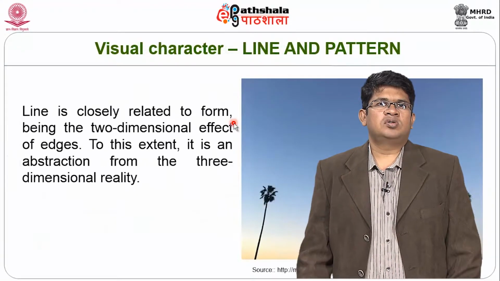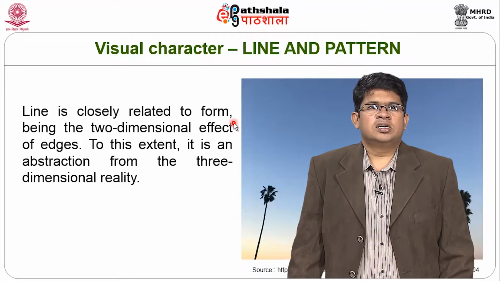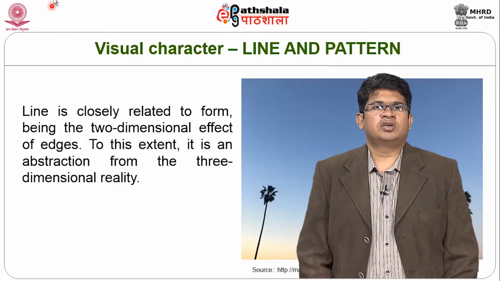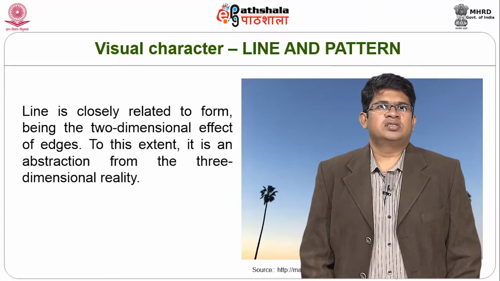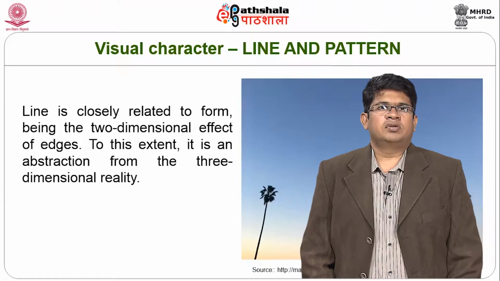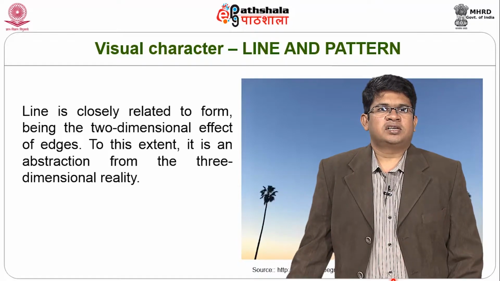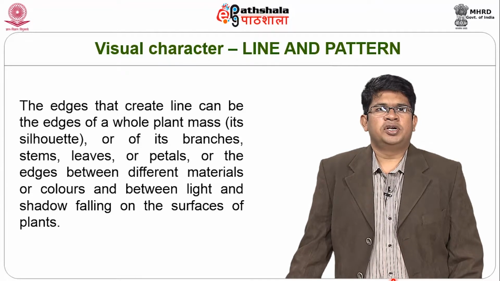So, we will start by looking at the line and pattern that has been observed in the plants. Line is closely related to the two dimensional effect of the edges of the plants that you can see. The two dimensional effect of the edges defines how the line of a plant is being visualized. So, it becomes an abstraction of the three dimensional quality of the plant.